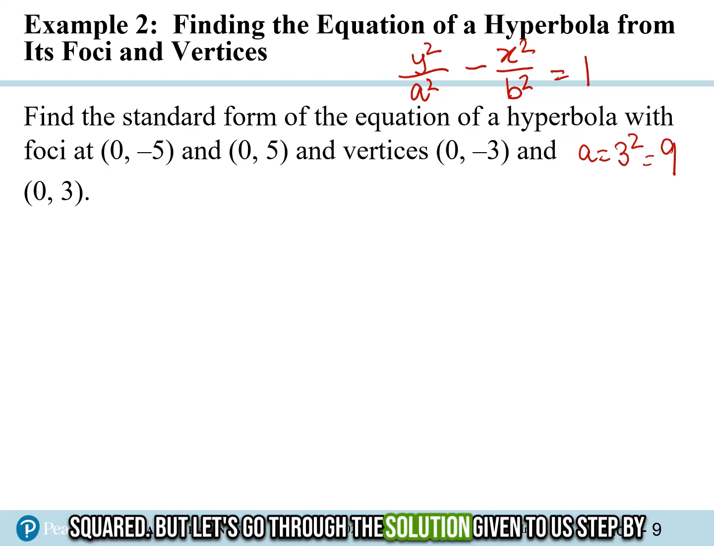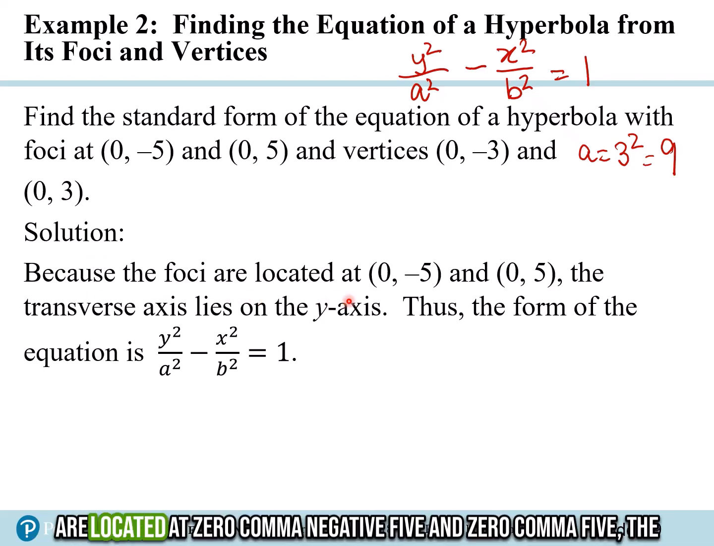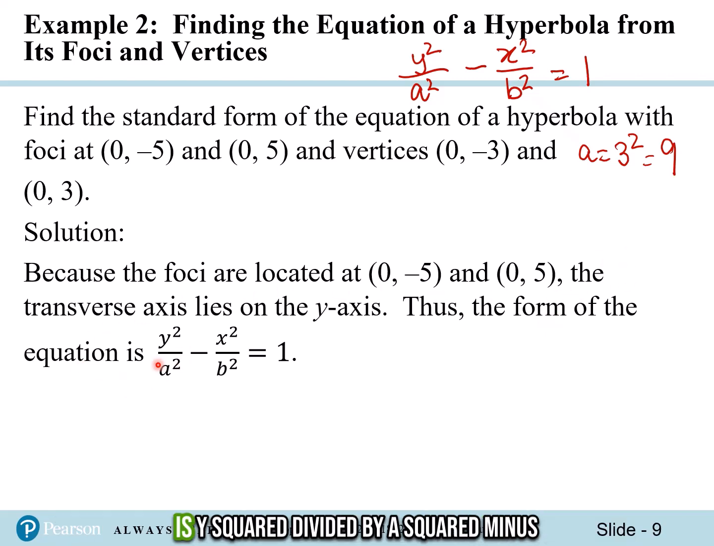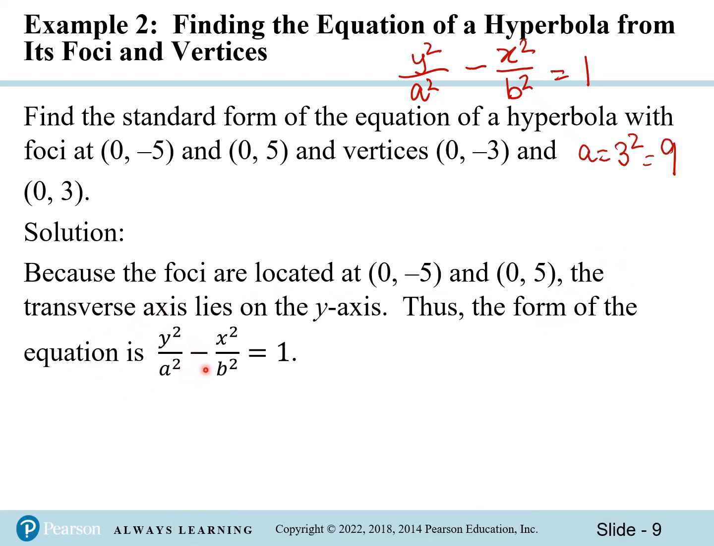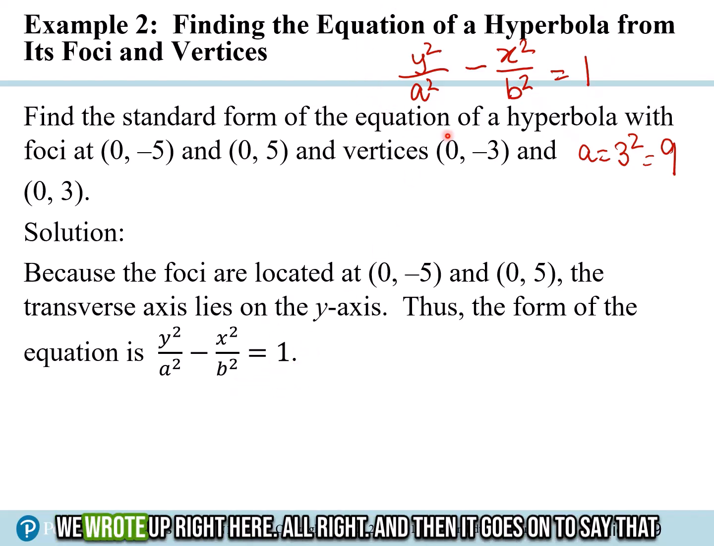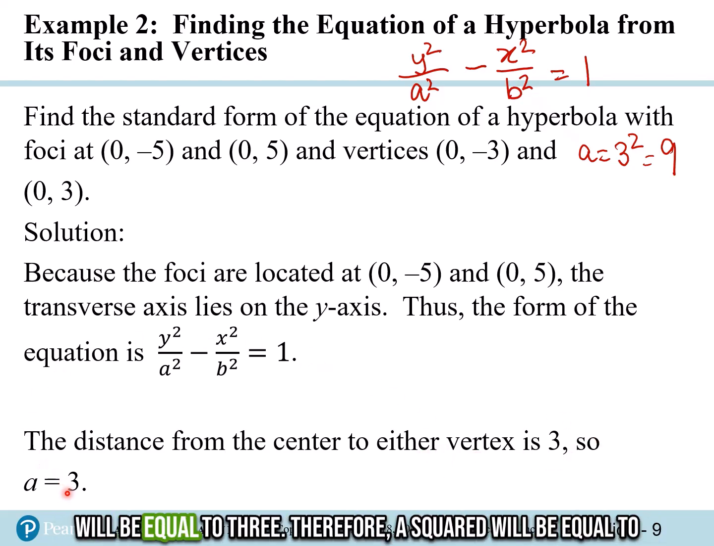But let's go through the solution given to us step by step. So the solution says because the foci are located at (0, -5) and (0, 5), the transverse axis lies on the y-axis. Thus, the form of the equation is y squared divided by a squared minus x squared divided by b squared equals 1. That's exactly what we wrote up right here. And then it goes on to say that the distance from the center to either vertex is 3 units. So a will be equal to 3. Therefore, a squared will be equal to 9.